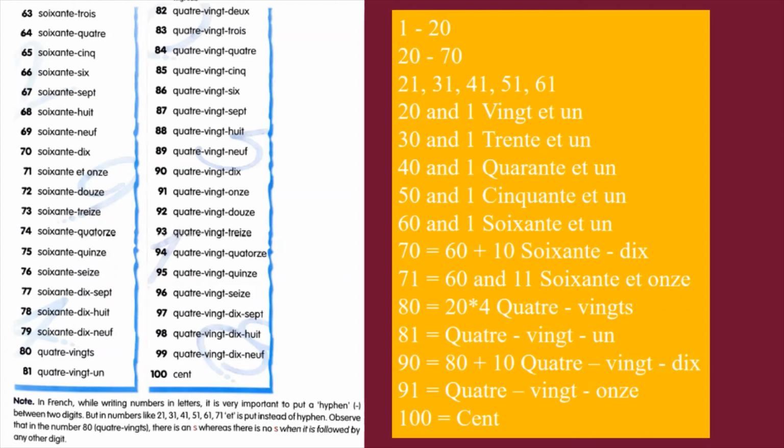Now to note, in French, while writing numbers in letters, it is very important to put a hyphen between two digits. But in numbers like 21, 31, 41, 51, 61, 71, we put ET instead of a hyphen. Observe that in the number 80, there is an S, whereas there is no S when it is followed by any other digit.